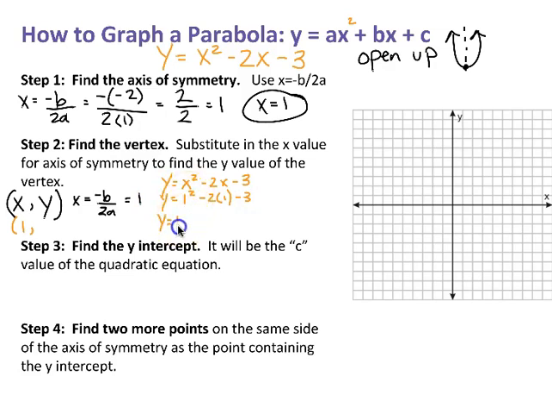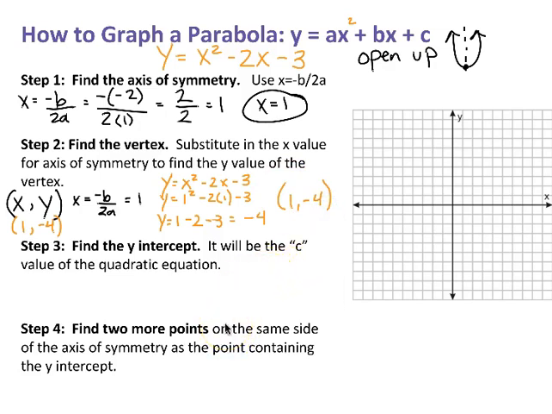I know 1 squared is 1. I know negative 2 times 1 is negative 2. And then I'm going to subtract 3. So do the math. 1 minus 2 is negative 1. And then take away 3 more, and we get negative 4. So I just did 1 minus 2 minus 3, and that gave me negative 4. So I know the y coordinate of my vertex will be negative 4. So there's my coordinate right there: 1, negative 4. I'm going to write it over here.